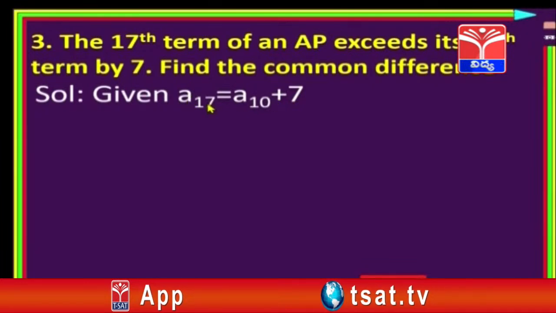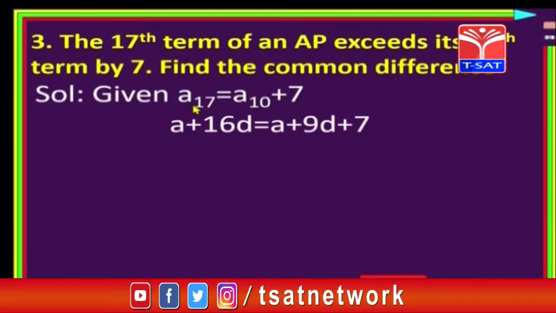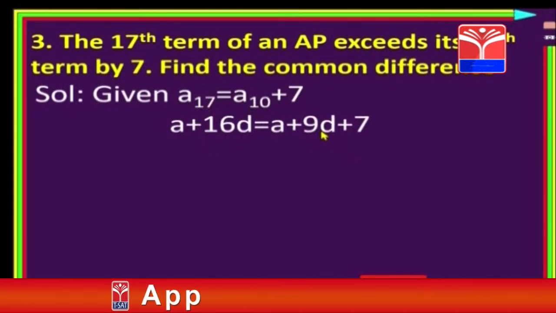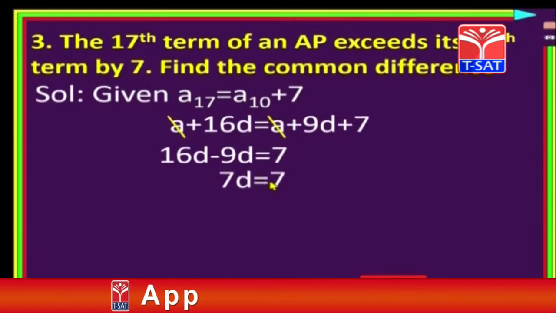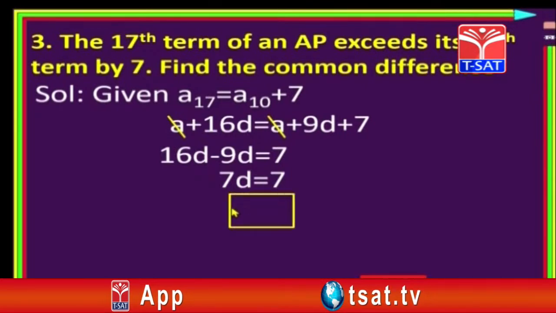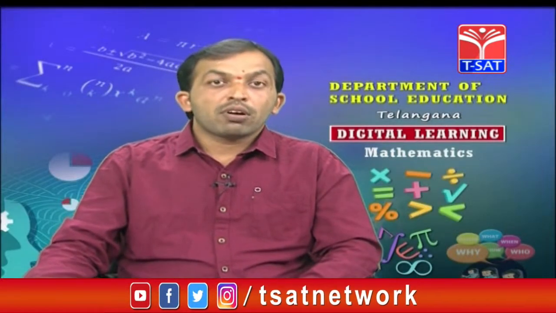Okay. Now as we know about the term A17, what is A17? That is A plus 16D. What is A10? A plus 9D. Substitute here. A17 is A plus 16D, A10 is A plus 9D plus 7. Here both sides we have A, right? We can cancel it. Okay, A cancel. Now bring 9D to the left hand side, we will get 16D minus 9D is equal to 7. 16D minus 9D is 7D, which is equal to 7. So what is the value of D? D is equal to 7 by 7, right? So 7 by 7 cancel, we will get D is equal to 1. So this is one more problem.